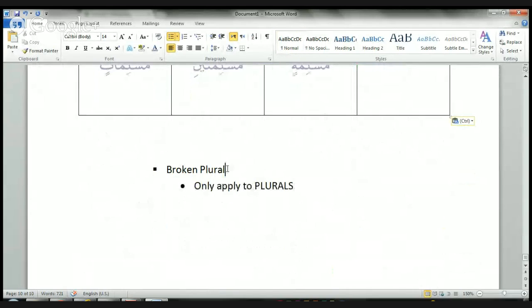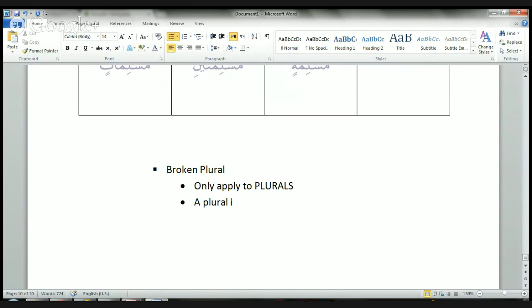Now, broken plurals. Let's talk about this. Pay very close attention to this. And after I speak about broken plurals, we will have our Quranic gem and then we'll go home. Okay? Broken plurals. We said what? They apply only to plurals.